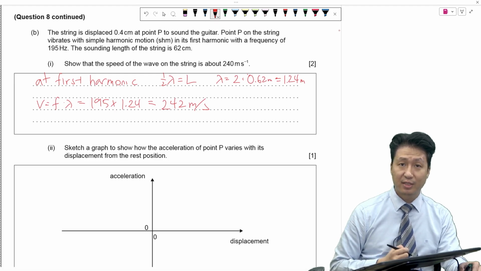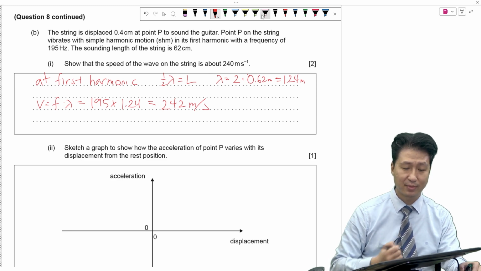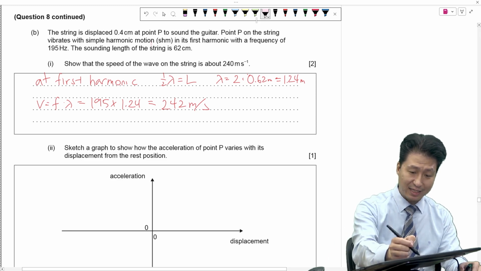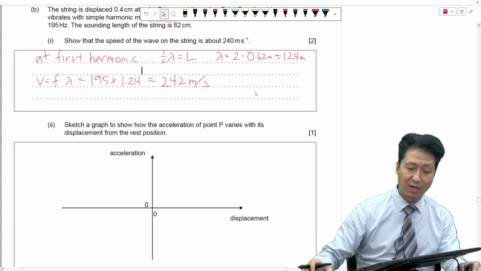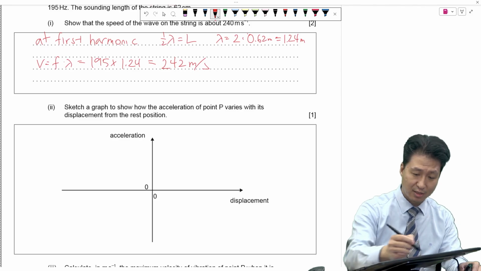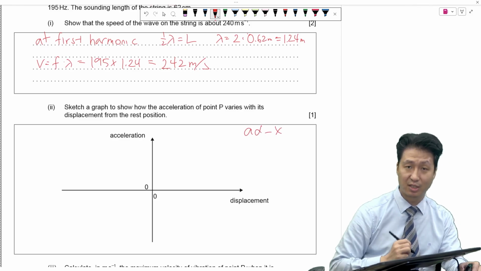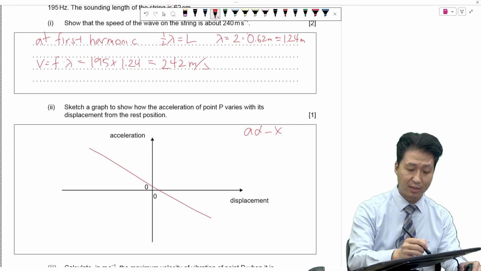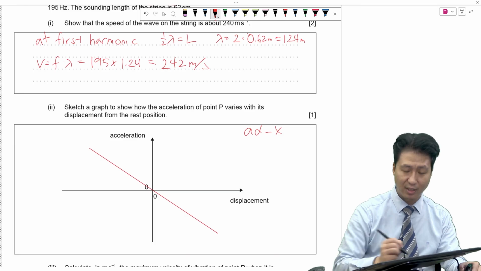Part 2, sketch a graph to show how the acceleration of point P varies with its displacement from the rest position. I'll highlight that this is simple harmonic motion, and for simple harmonic motion, the acceleration has to be proportional to the displacement in opposite direction, which means a straight line through the origin with a negative slope.